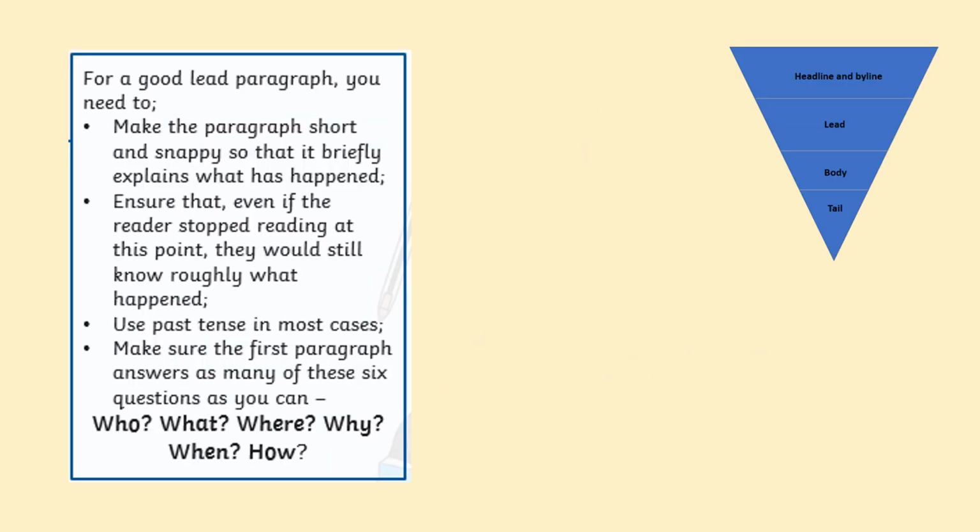And then we have the lead paragraph. For a good lead paragraph, you need to make the paragraph short and snappy so that it briefly explains what has happened. You need to ensure that even if the reader stopped reading at this point, they would still know roughly what happened. You need to use past tense in most cases and make sure that the first paragraph answers as many of these 6 questions as you can. The who, the what, the where, the why, the when, and how.